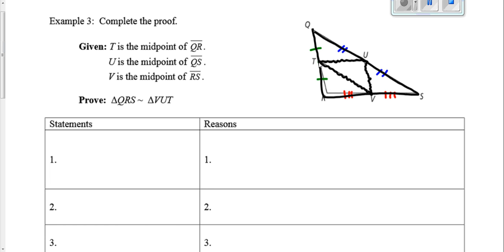Given the information we have and the markings that I made, how is that going to help us say that QRS is similar to VUT? Based off of that, it's not going to. I can't conclude anything based off my markings. It doesn't matter to me that those two are equal, because both of these little halves are not part of the little triangle in the middle. They're true facts, but they're not going to help me.